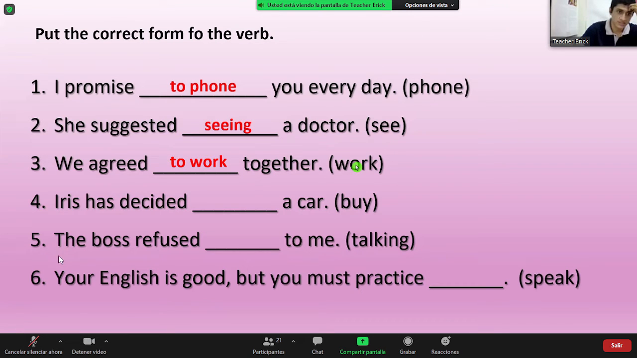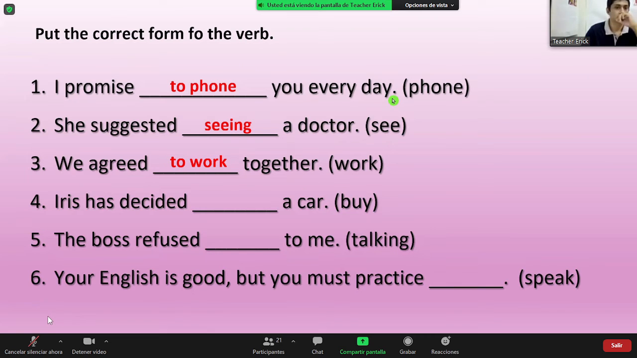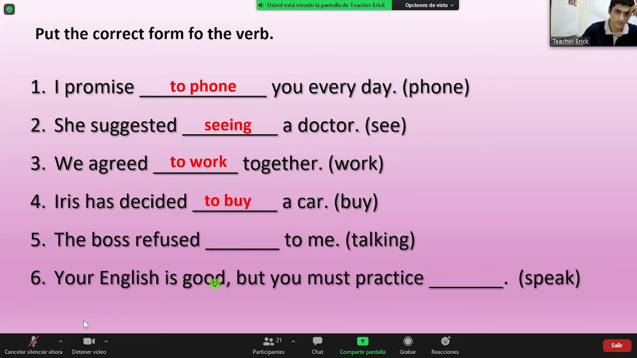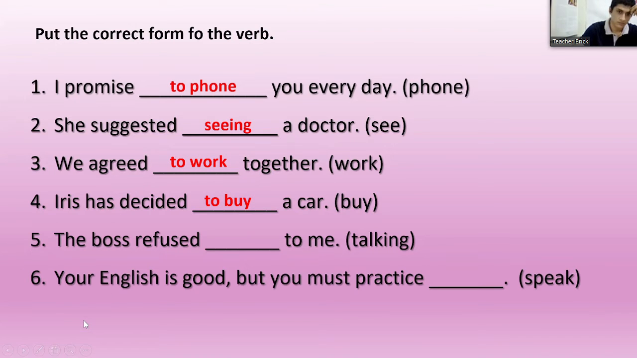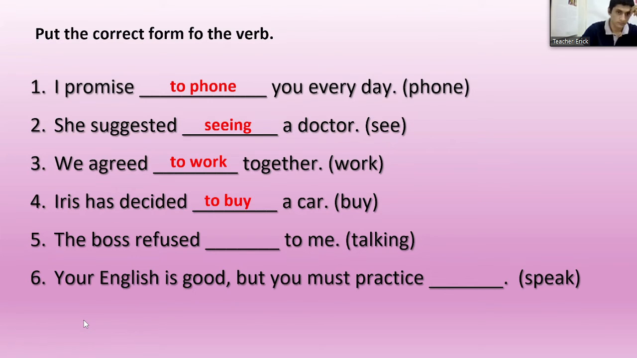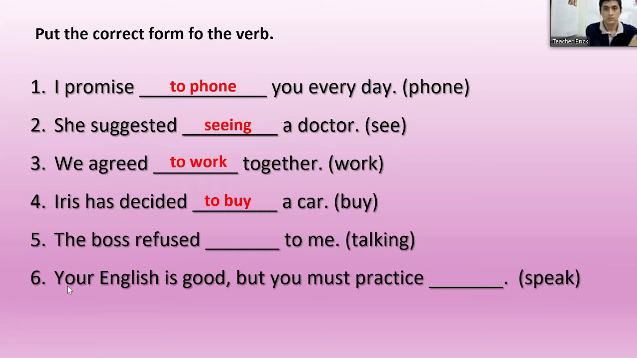And Irish has decided a car. To buy. To buy, okay. We said that for things we did also decided to buy a car. And the boss refused. Talking to me or to talk to me? Okay. Talk to me. To talk to me. Okay.